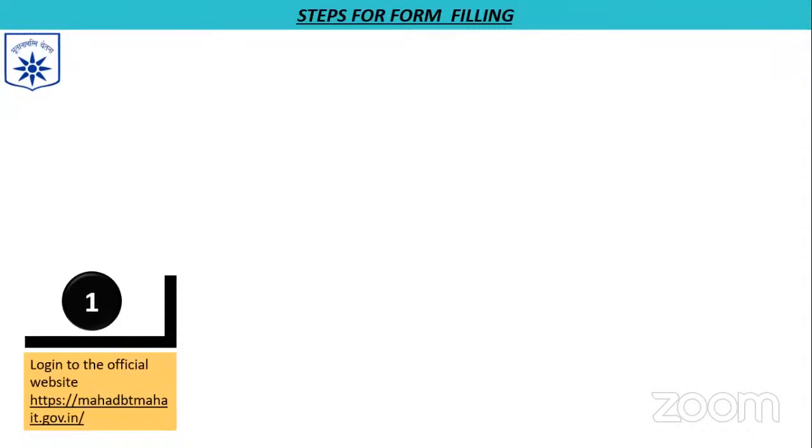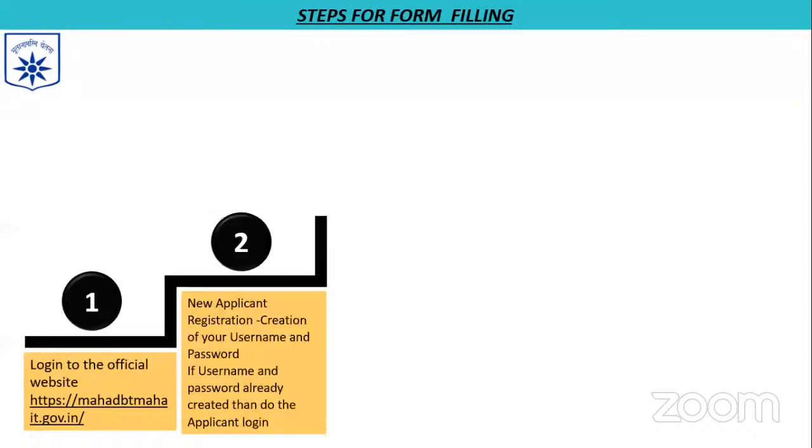The very first step is that you have to log into the official website. Now what is the official website? Yes, as I said, mahadbt.mahait.gov.in. So first you have to log into the official website. Second step, you have to register yourself on this website. Now how to register yourself? For registration you are supposed to create your username and password.